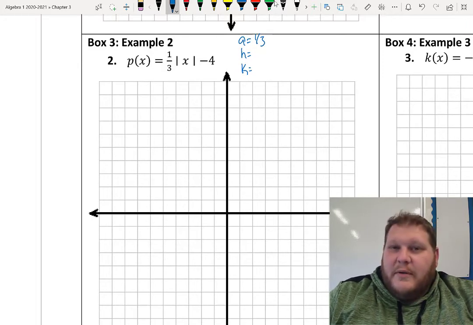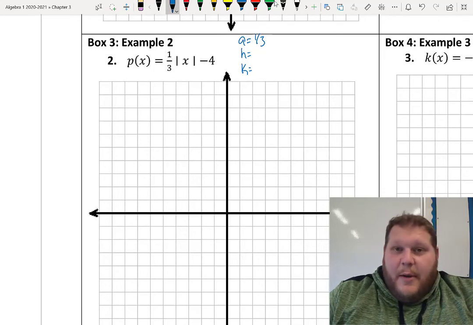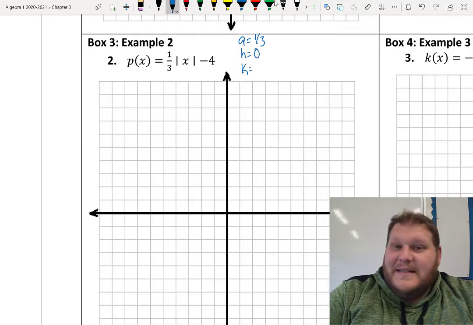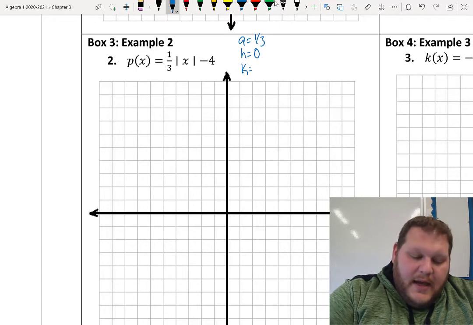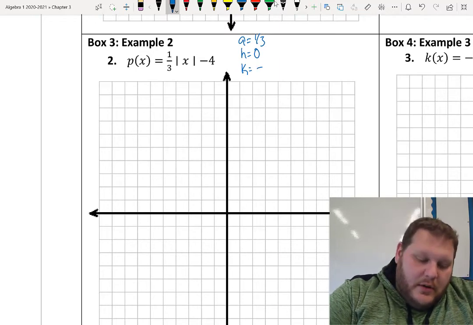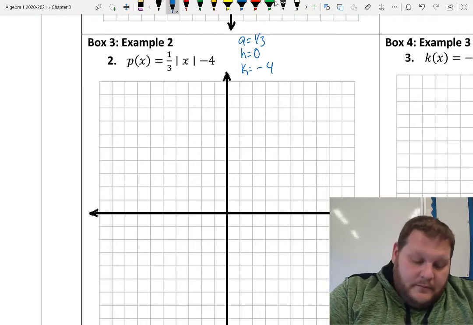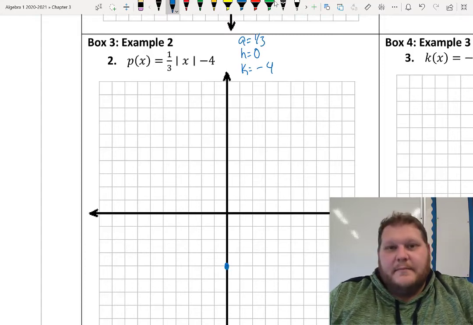My H value is whatever was subtracted from x on the inside of my function. If we look here, there's nothing happening inside my absolute value besides x, which means my H value is 0. My k, I'm subtracting 4, so still negative 4. That tells you that the vertex of my absolute value is just at 0, negative 4. So left to right 0, down 1, 2, 3, 4. That point right there is my vertex.